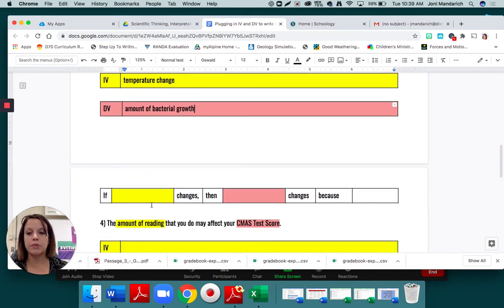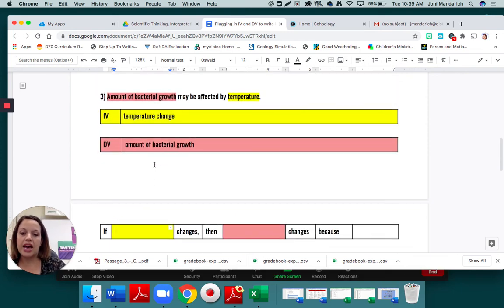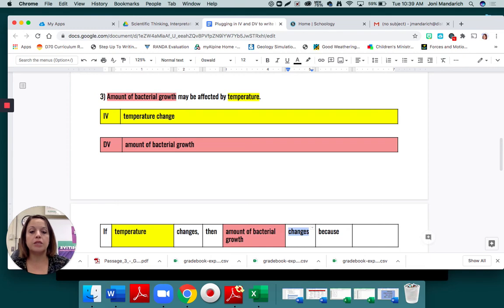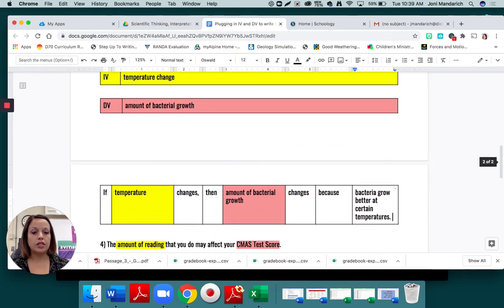So how do I make this look beautiful in a hypothesis? Well, I use my color coding and I think back. Okay, my IV is the temperature. So if temperature changes, then the amount of bacteria or amount of bacterial growth changes because bacteria, remember I'm making this up here, I'm using my science background, what I already know, okay, because bacteria grow better at certain temperatures, okay? So I plug that in.